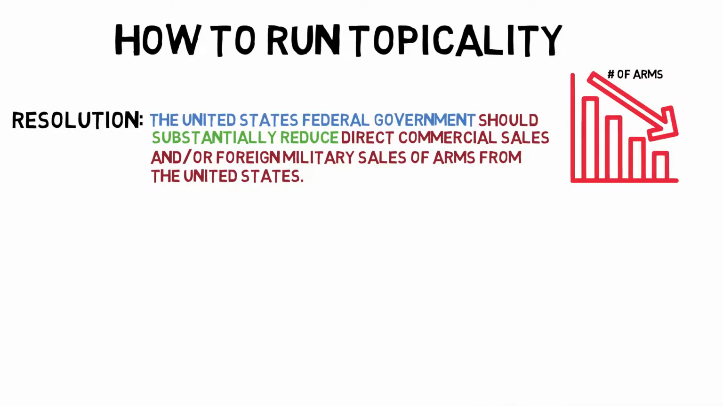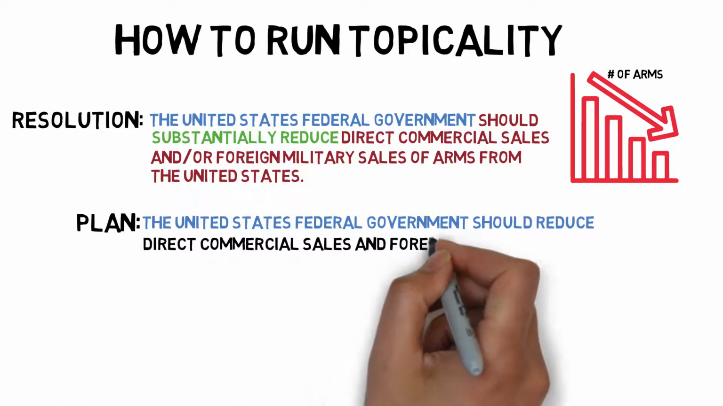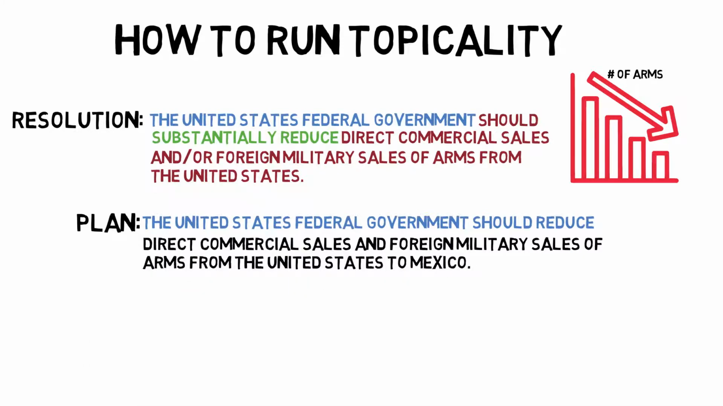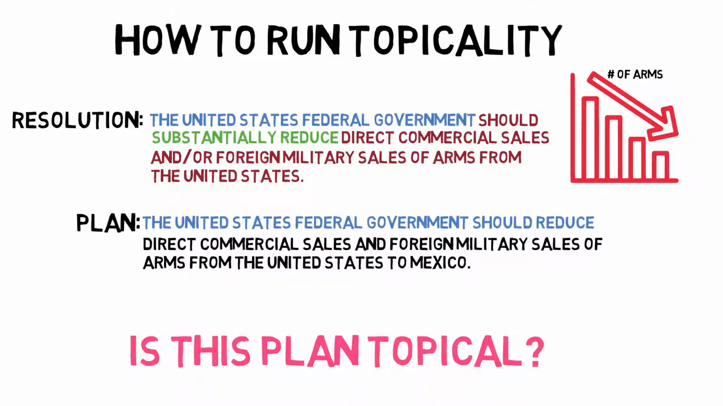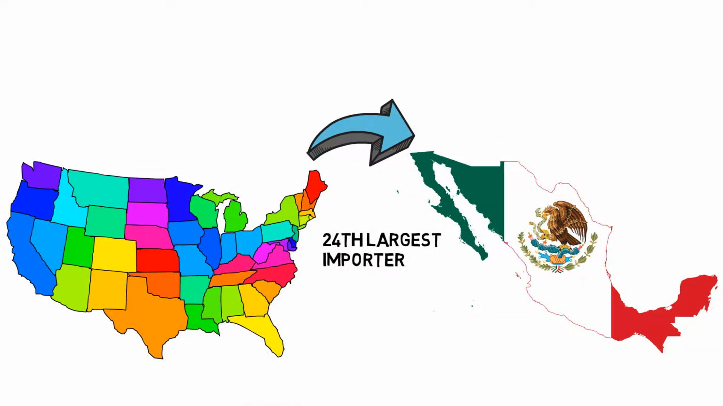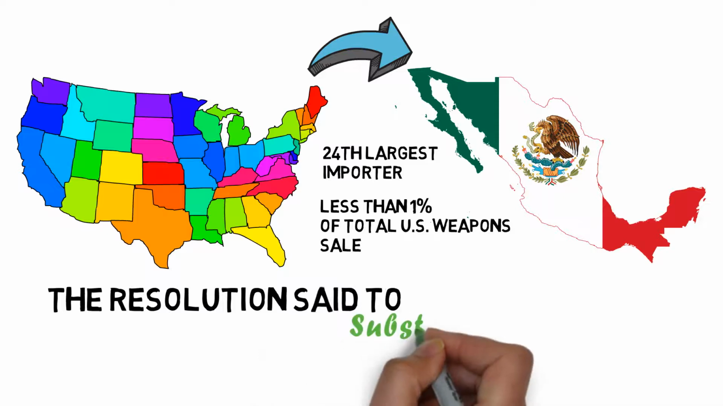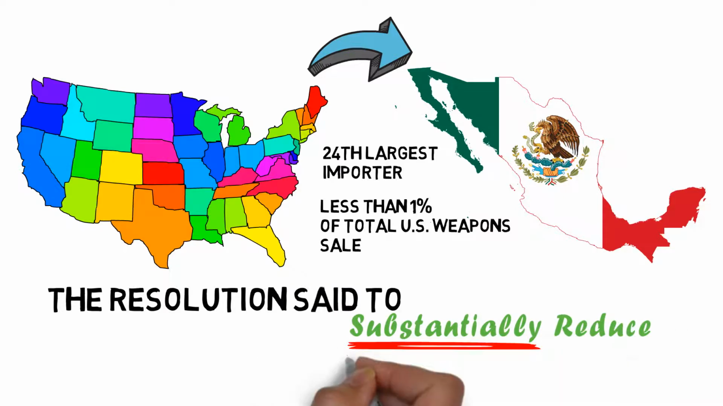Now, let's look at an example of a plan for the Arms to Mexico case. The United States federal government should reduce direct commercial sales and foreign military sales of arms to Mexico. Is this plan topical? In other words, does it support the resolution? Let's look. Mexico is the 24th largest importer of U.S. arms. If the U.S. were to stop all exports of arms to Mexico, that would account for a 1% reduction of their total arms exports. Would you call a 1% reduction substantial? Assuming no, this means that this plan is not topical.